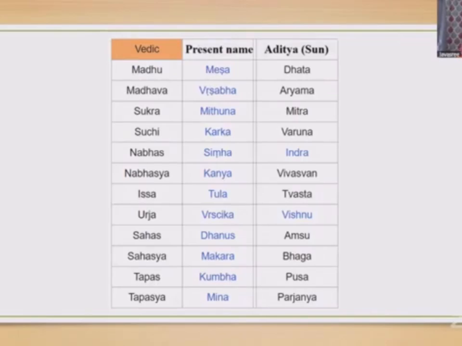And sometimes the presiding deities of those months are mentioned instead of saying the month. Like in Ramayana, you find Rama's birth star is not given. Instead, Aditi is given. That is the ruling deity of the star. So in this way only they have used.